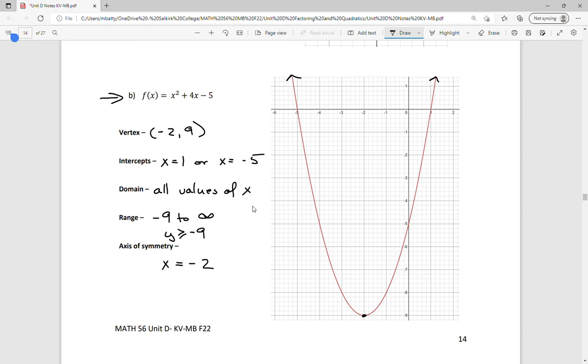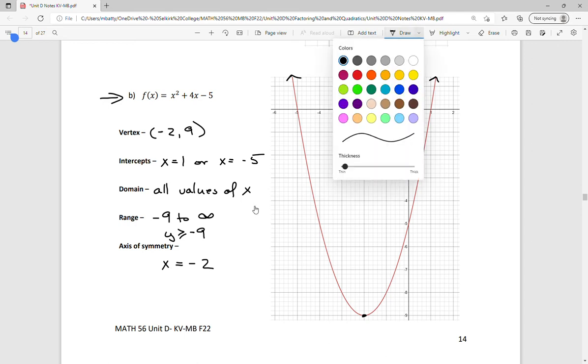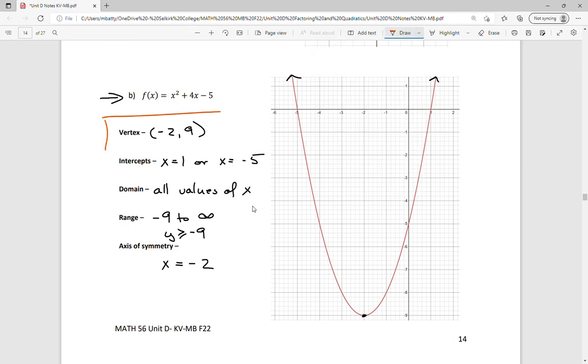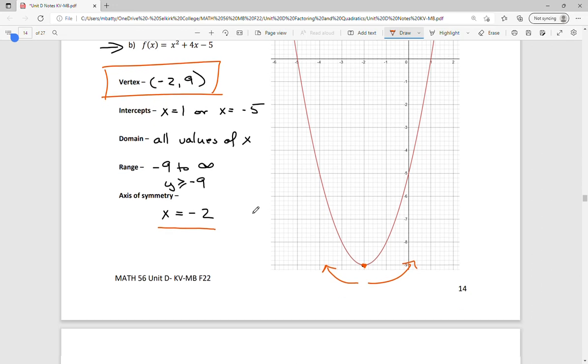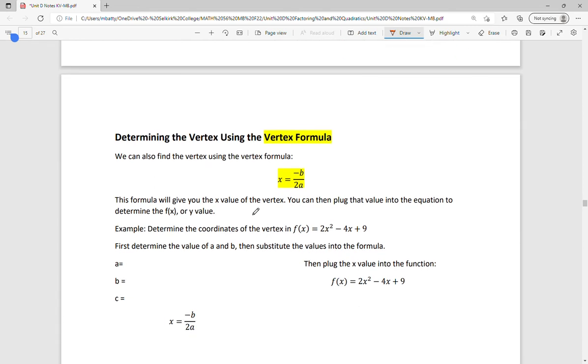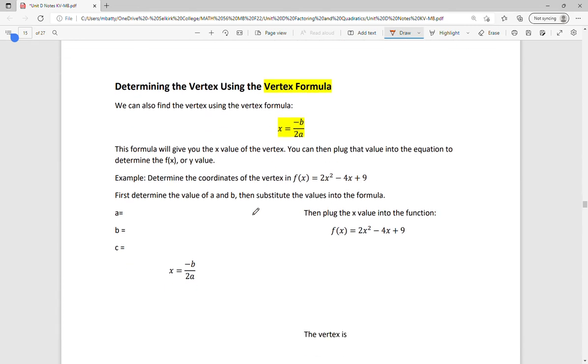So this key bit of the vertex is what we're going to kind of hone in on next. This vertex is really important because it's quite an anchor for these parabolas. You'll notice that they're symmetrical around the vertex. You'll also know that if you know the vertex, you also know the axis of symmetry. So this vertex is going to be worthwhile for us to take a little bit of time and learn a little bit more about.